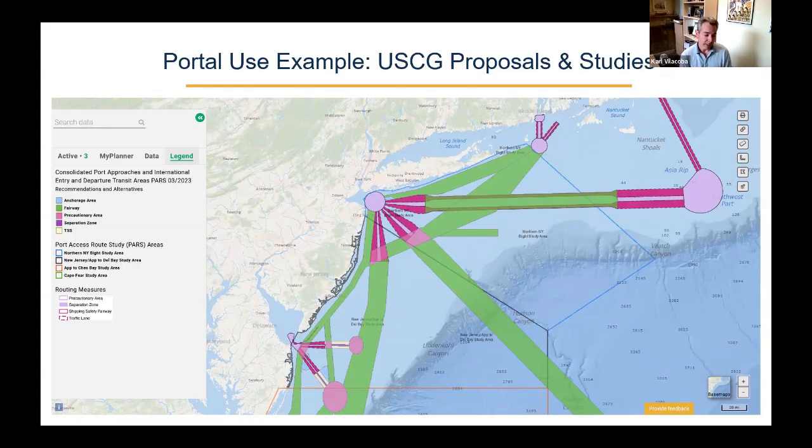And then when they opened up the public comment periods, in their Federal Register notices, they pointed people to go to the portal where they can see the different areas that were being studied, the different proposals that they were coming up with, and have continued to do that throughout the process.